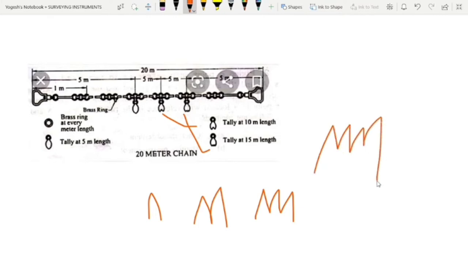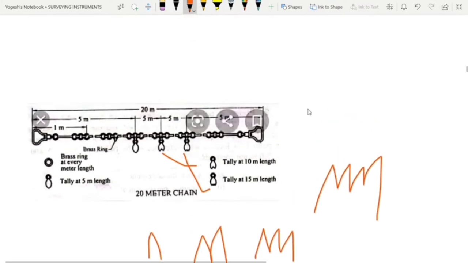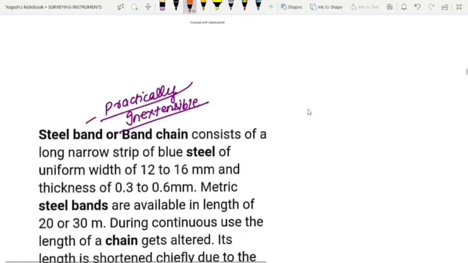In the case of the 30 meter chain, tallies are provided after every 20 meter length. So these are the various tallies that are provided. These are the various chains.